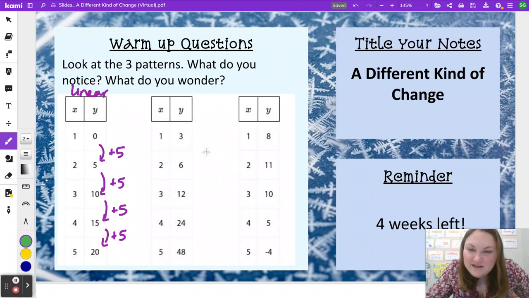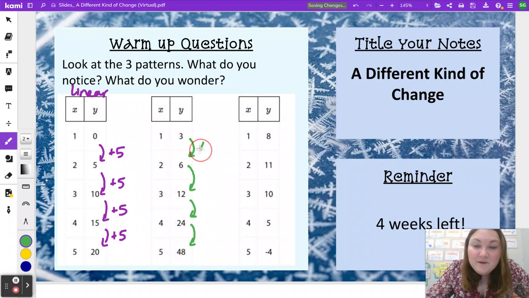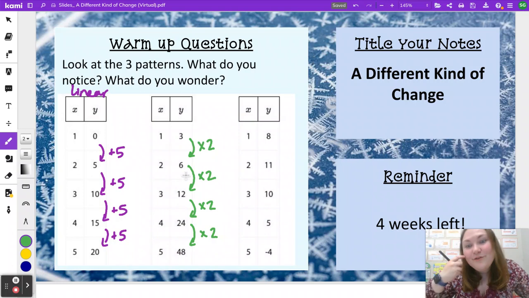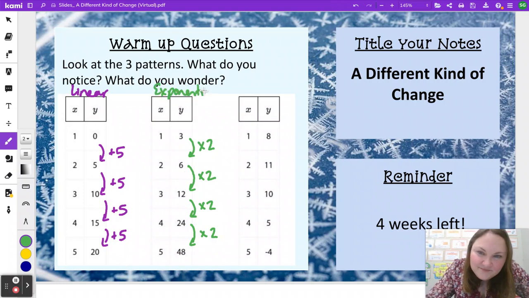For our second table, in the past, some students have noticed this one is not going up the same amount. Here we are doubling, or multiplying by 2, every single time you go up by 1 on the x values. Because we have that constant factor, that growth factor, we can refer to the second one as exponential.